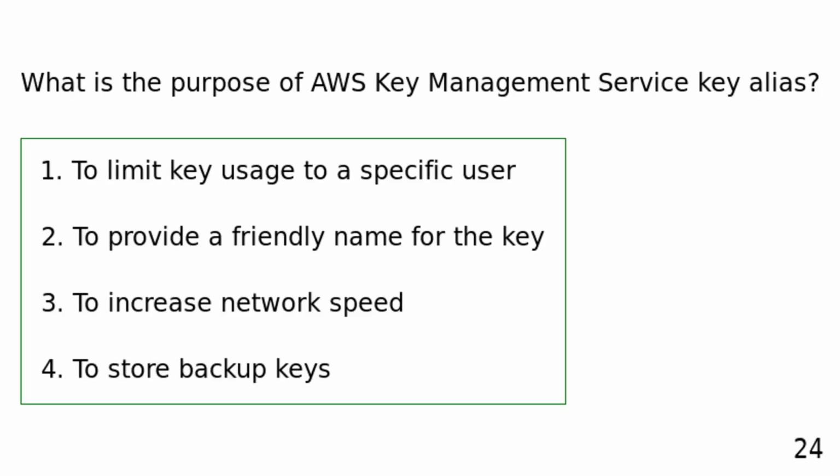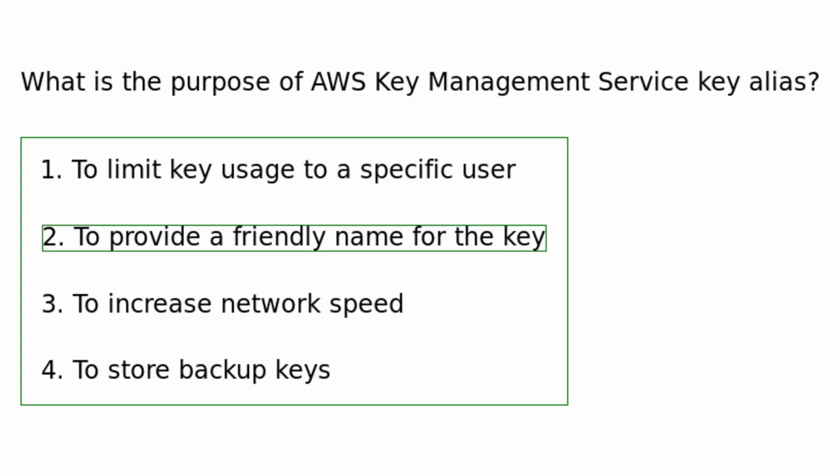What is the purpose of AWS Key Management Service key alias? To limit key usage to a specific user. To provide a friendly name for the key. To increase network speed. To store backup keys. The purpose of AWS Key Management Service key alias is to provide a friendly name for the key, simplifying key identification and management within AWS services and resources.